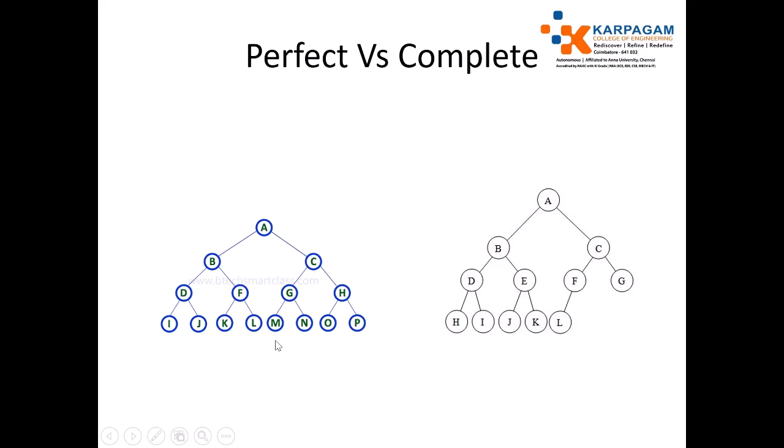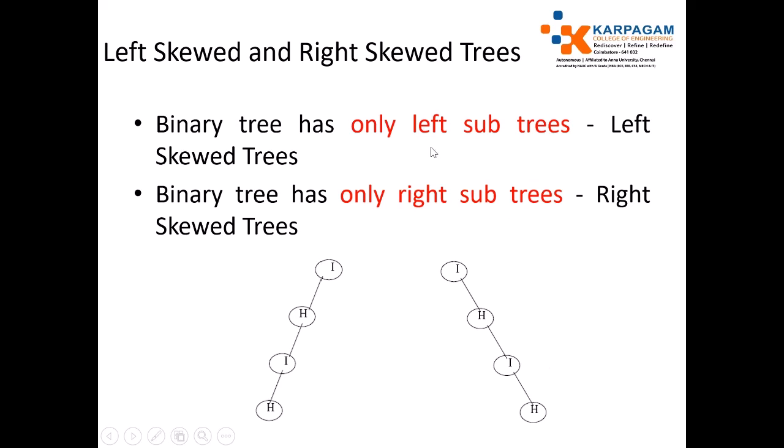So this is the example for perfect binary tree and complete binary tree. Okay, here some nodes are not filled. And another kind of tree is left skewed and right skewed trees. A binary tree that has only a left subtree, where all the nodes are filled on the left side, is called a left skewed tree.